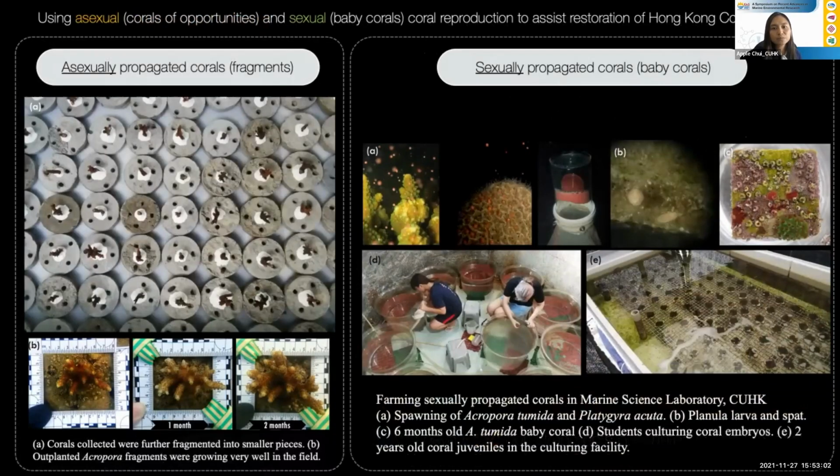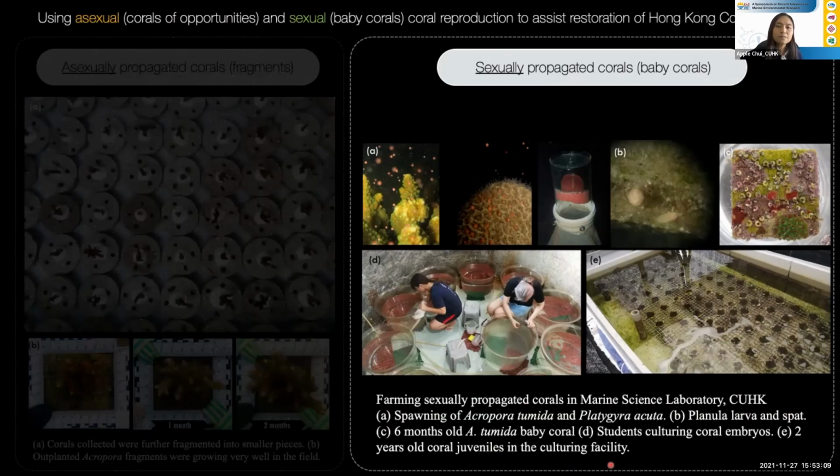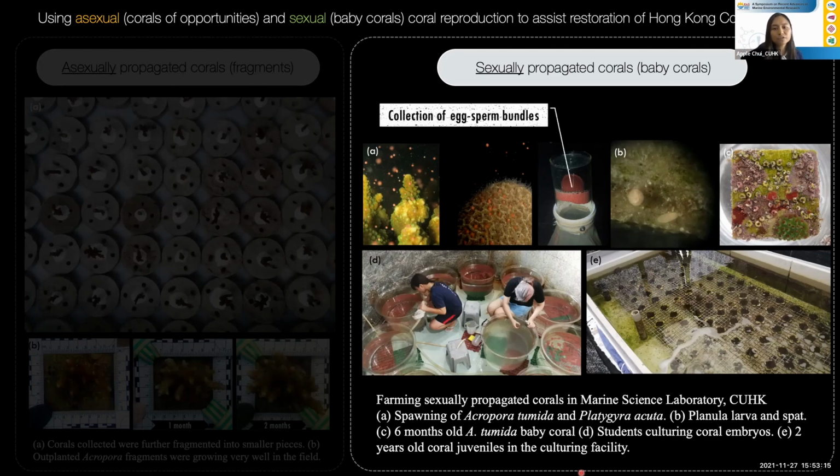So on top of that, with the technique of larval culturing, my team also does massive coral culturing using a sexually propagated approach for restoration in Hong Kong. The approach involves the collection of gametes from coral during spawning.